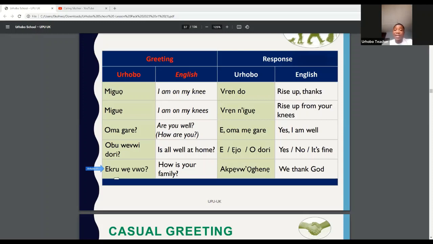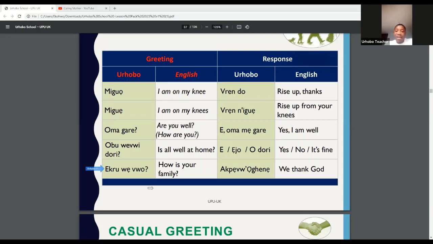As I'm pronouncing the words, please, you can repeat after me, but you don't need to unmute. You can keep your mic muted, but say it. The more you say it, the more you mimic me, the better for you.